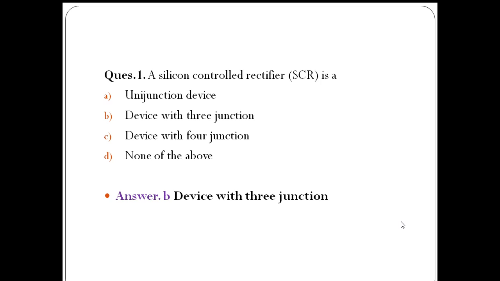Silicon controlled rectifier is: option A, a unijunction device; option B, a device with three junctions; option C, a device with four junctions; option D, none of the above. So the answer is it is a device with three junctions, option B.